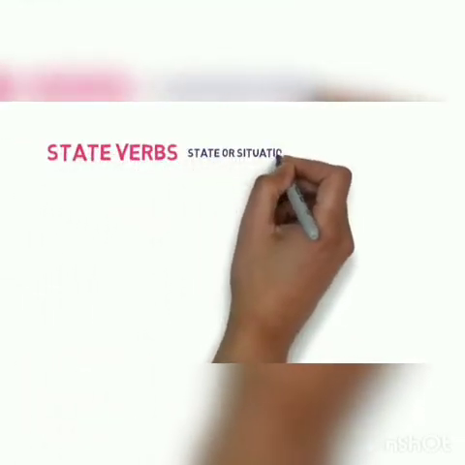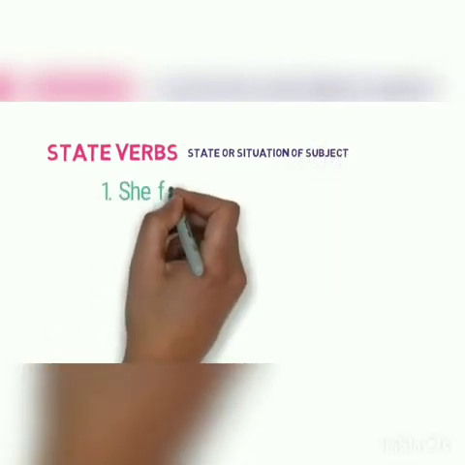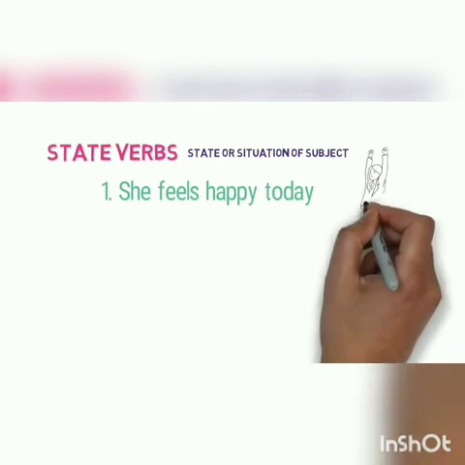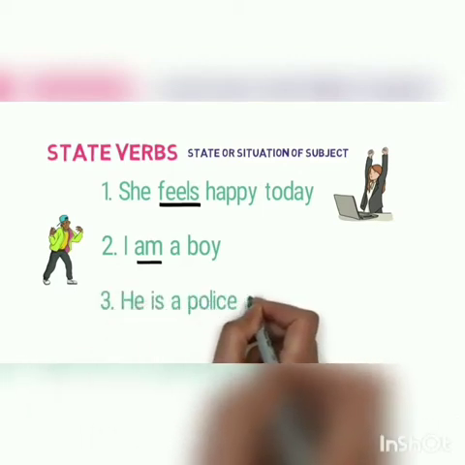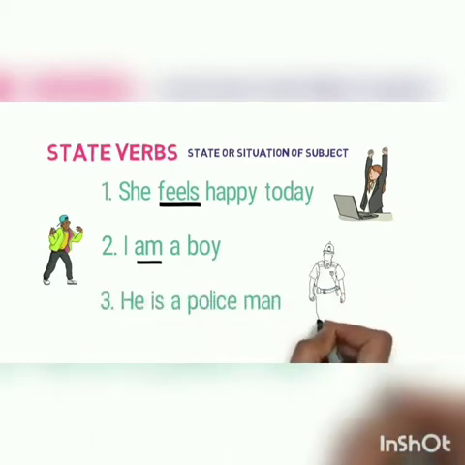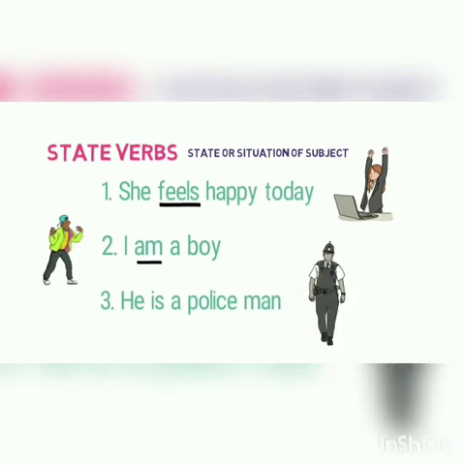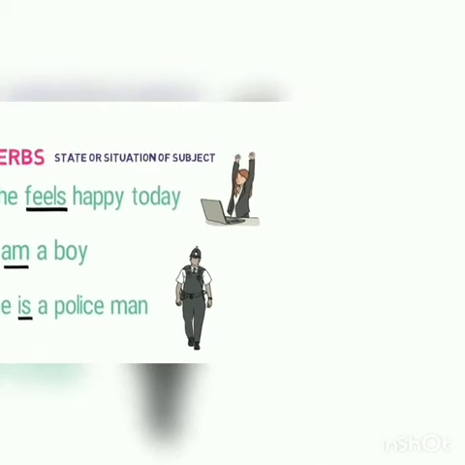Now let's look into the state verbs. They define the state or situation of subjects. First, she feels happy today. Here, what is the state of the girl? She's feeling happy. So, feels is a state verb. Second, I am a boy. Here, how do we define whether he is a boy or not? Using am as a state verb. Third, he is a policeman. Here, the state of that person is that he is a policeman. So, is is used as a state verb here. So remember, verbs tell about the action or state of the subject.